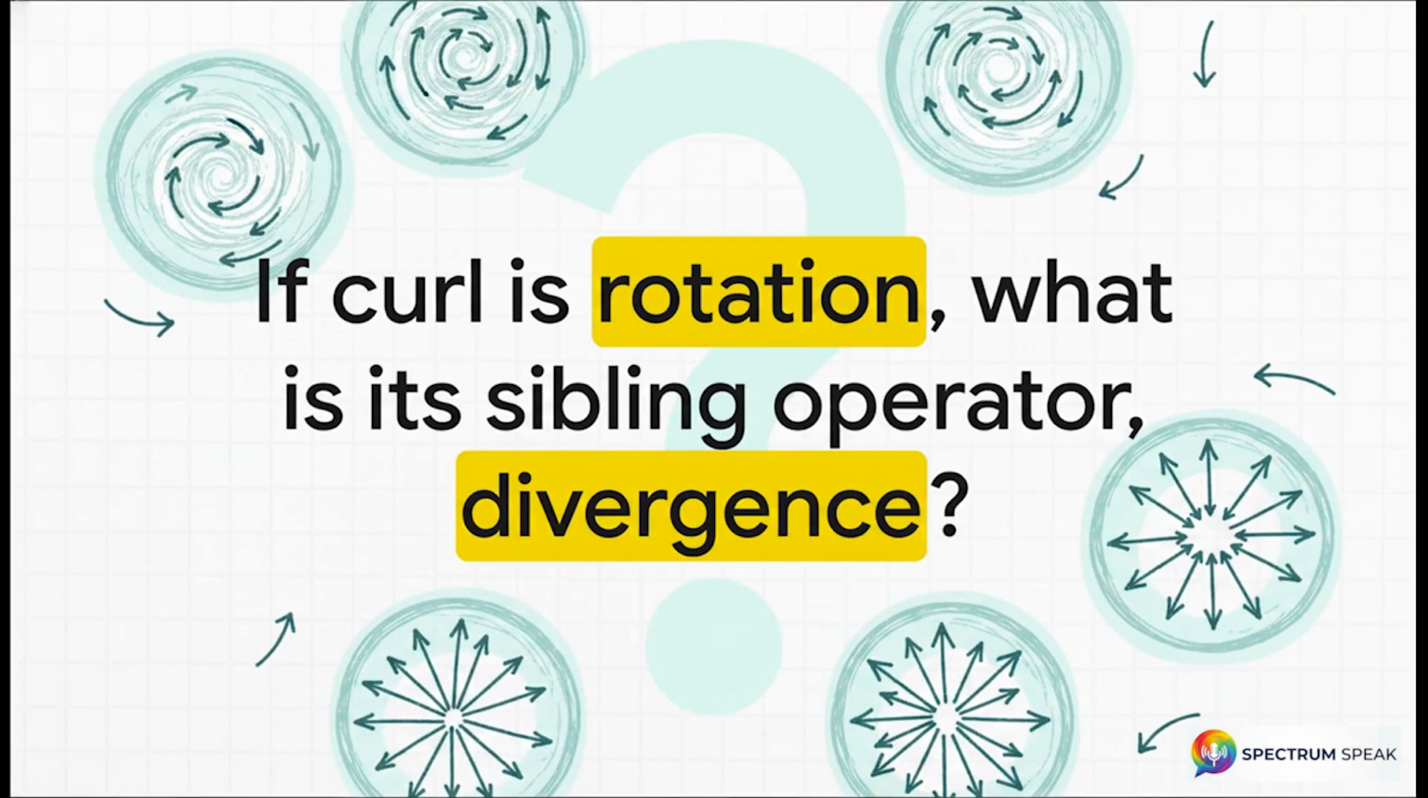So, we've seen that curl is all about the spin, the rotation of a field at a single point. And that leaves us with one final question to chew on. If curl is all about rotation, what fundamental property of vector fields is described by its sibling operator, the divergence? But we'll have to save that one for another time.